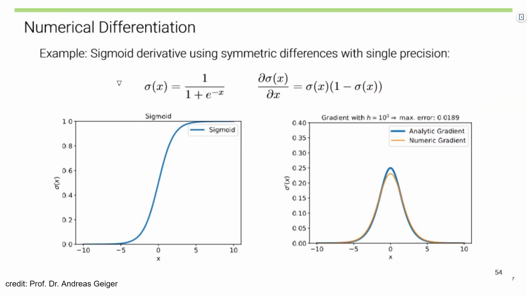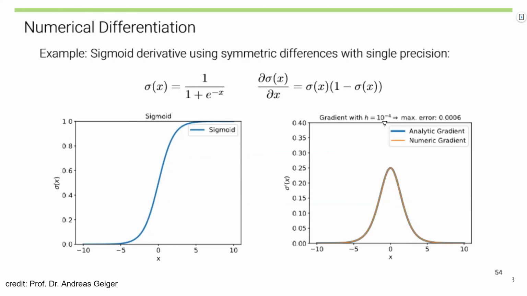And for example, let's see the sigmoid. Sigmoid derivative using symmetric differences with single precision. And this is the analytic gradient we could calculate using pen and pencil. And when we use the value, this one is equal to 1. The maximum error is 0.018. And this is the difference between analytic gradient and numerical gradient.